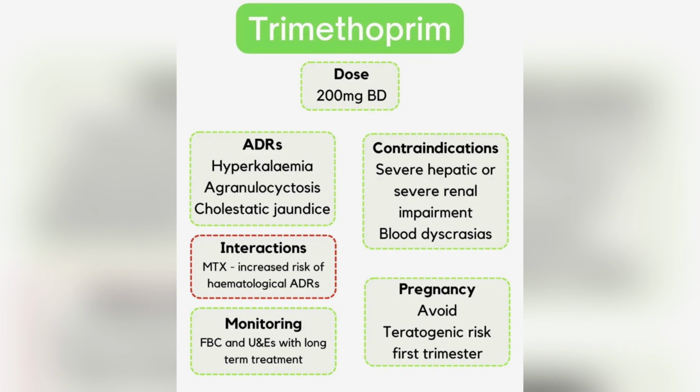Contraindications for therapy: 1. Severe hepatic or severe renal impairment, 2. Blood dyscrasias. Pregnancy considerations in trimethoprim: avoid, teratogenic risk in first trimester.